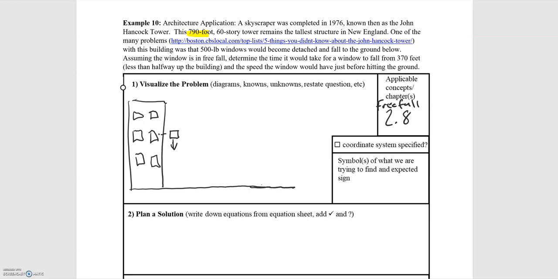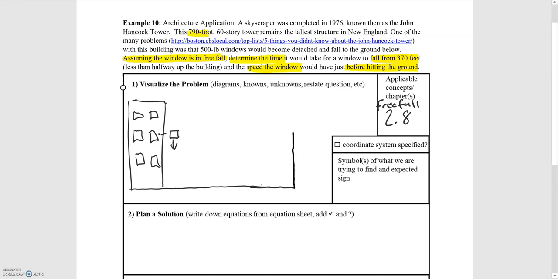So the problem is asking us to determine the time that it takes for the window to fall from 370 feet and then the speed of the window before hitting the ground. One of the things it says is that we can assume that the window is in free fall. That assumption allows us to assume that the window has a downward acceleration of 9.8 meters per second squared due to gravity. Let's start by defining our coordinate system.